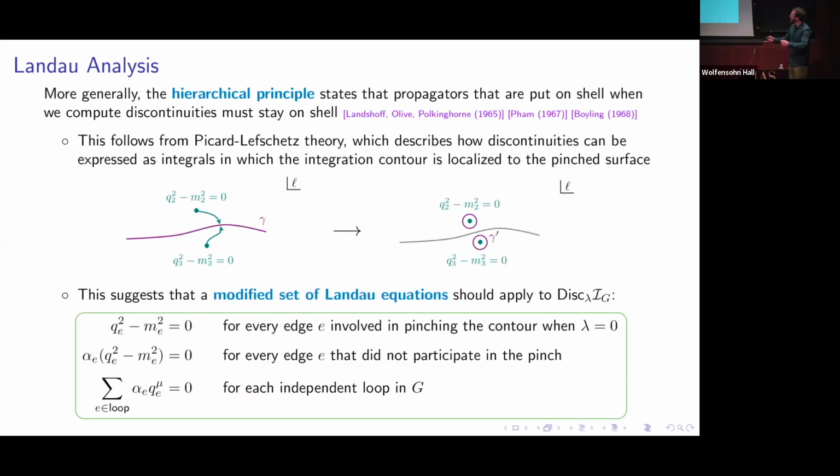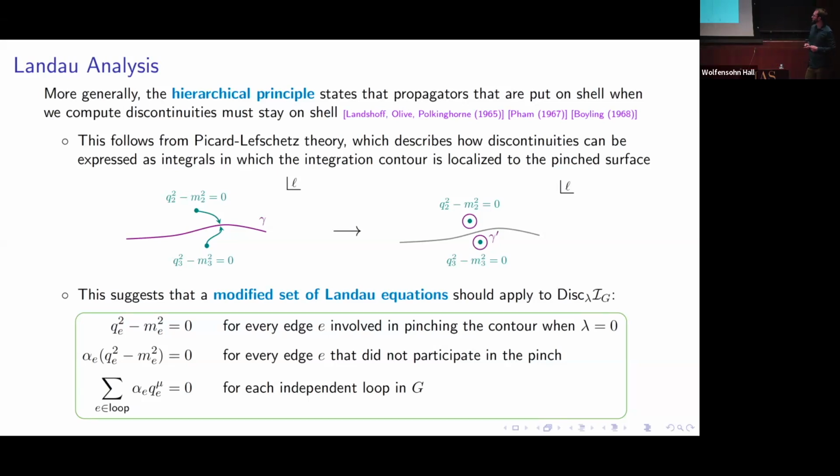So a more general version of this statement is provided by the hierarchical principle, which states that once we put propagators on shell, when we compute discontinuities, we can never take these propagators back off shell. This could be shown using Picard-Lefschetz theory, which essentially describes how the discontinuities of these integrals can be written as integrals where the integration contour has been localized to the pinched surface. For instance, we end up with just these contours that are small little balls around the on-shell singular surfaces that pinch the contour in the first place.